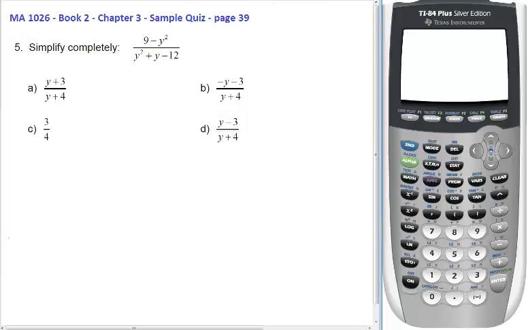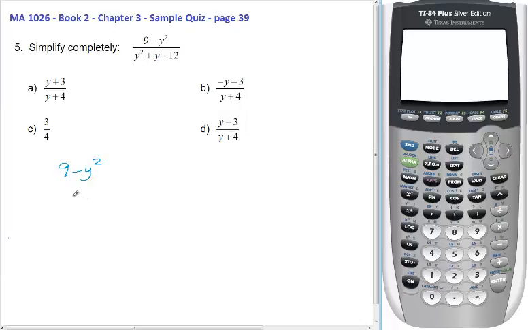It's asking us to simplify completely, and it gives us a rational expression: 9 minus y squared all over y squared plus y minus 12. Simplifying in this type of context usually means we're going to factor first, then cancel any like factors or any like terms. Okay, so let's look at the numerator first.